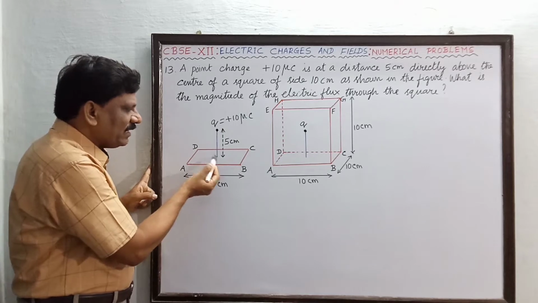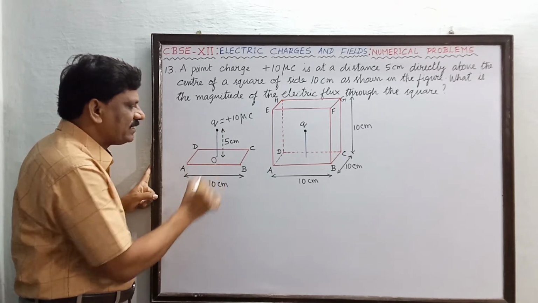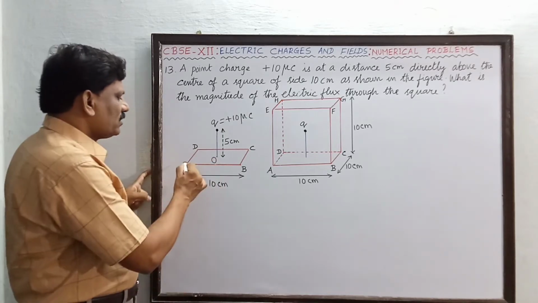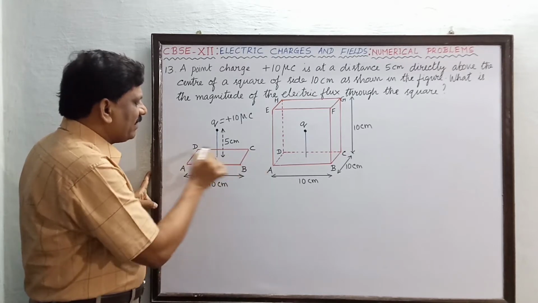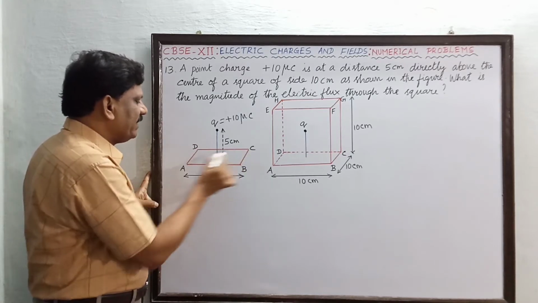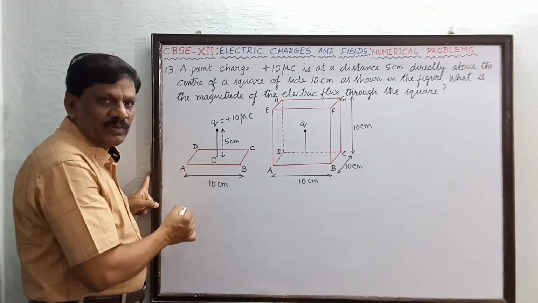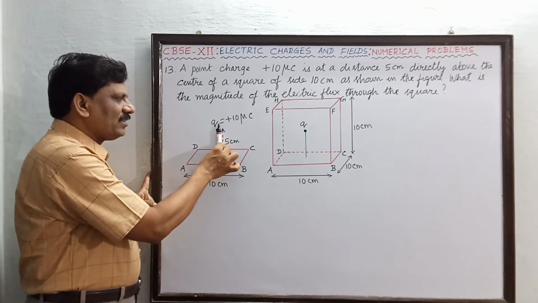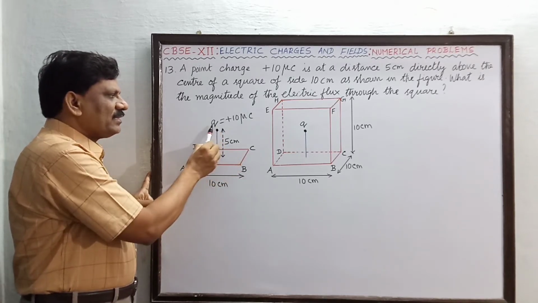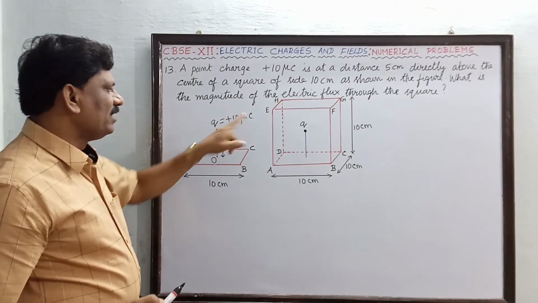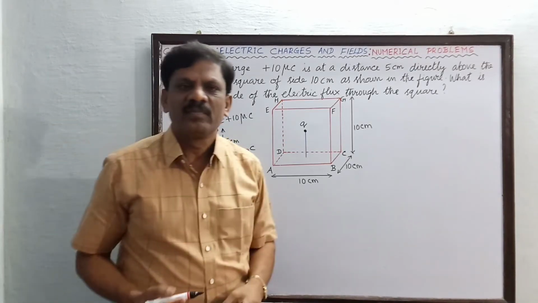So where will be the center of the square? Say for example O is the center of the square. So the point of intersection of the two diagonals AC and BD is the center of the square. Above this center of the square there is a positive charge of 10 microcoulomb situated.